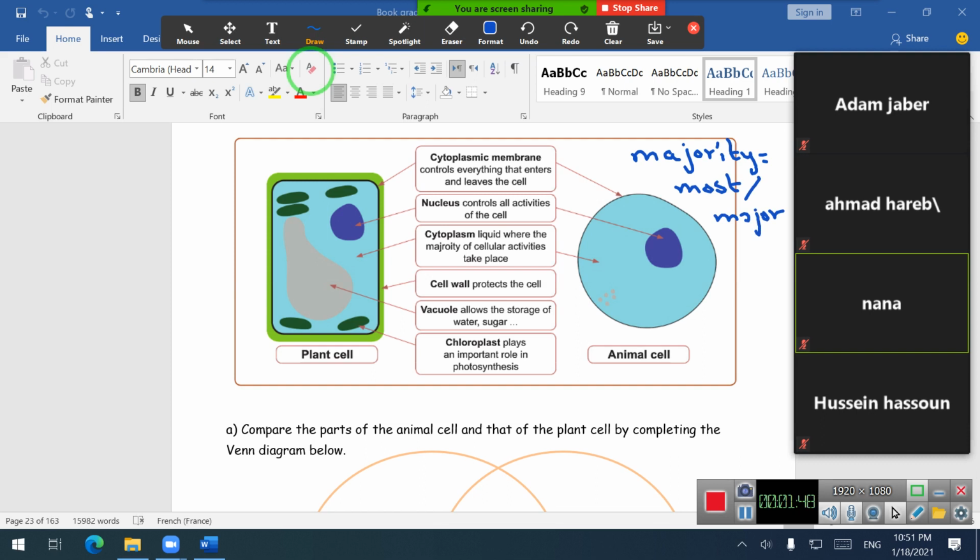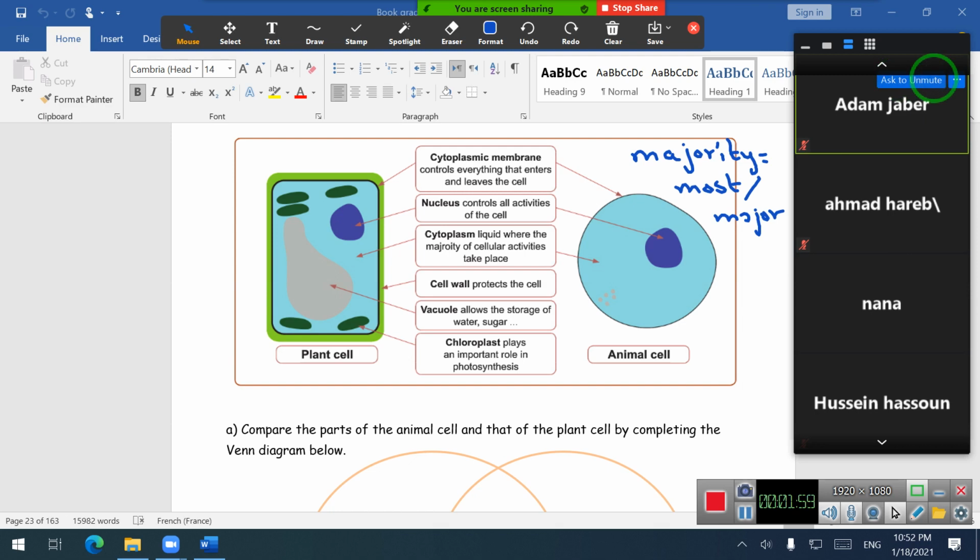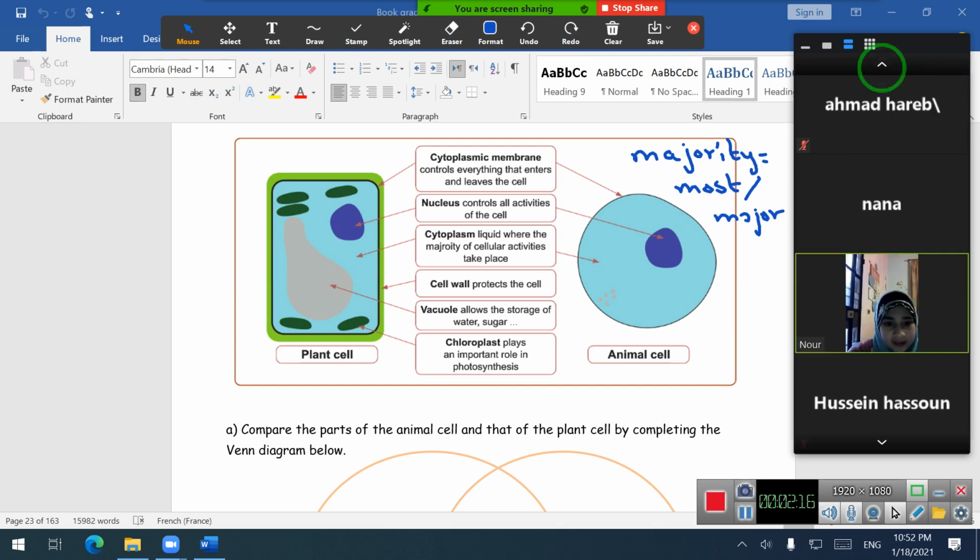What about the cell wall, Adam? Cell wall protects the cell. Thanks, Adam. Hussein Zara'ed, what about the vacuole? Yes, vacuole allows the storage of water and sugar. Excellent. Noor Atwin, what about the chloroplast? Chloroplast plays an important role in photosynthesis.